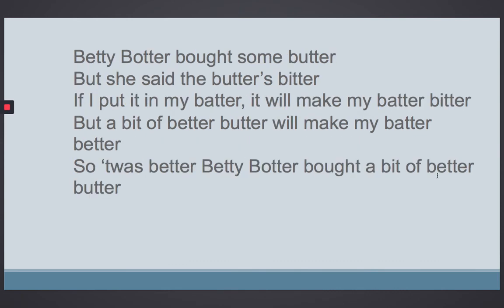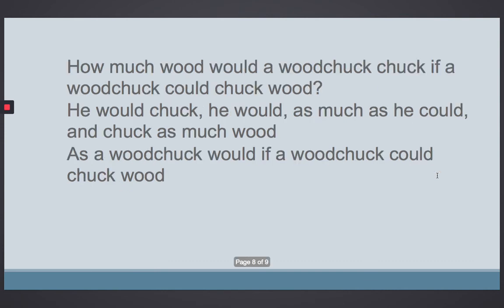Betty Botter bought some butter, but she said the butter's bitter. If I put it in my batter, it will make my batter bitter. But a bit of butter will make my batter better. So she bought a bit of better butter. Okay, yeah. Your pronunciation of b. Okay, how much wood would a woodchuck chop if a woodchuck could chop wood? He would chop as much as he could, and chop as much wood as a woodchuck would if a woodchuck could chop wood. Okay.